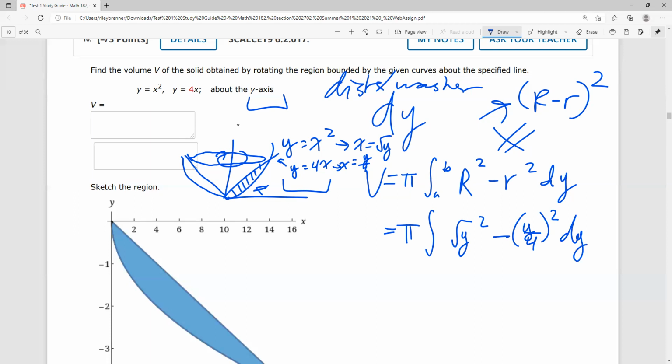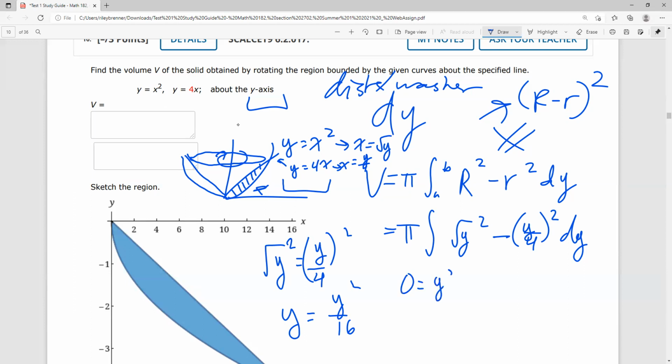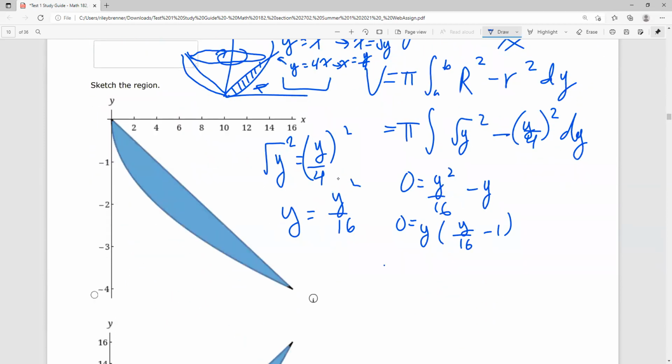Now before we move on, we need to find our bounds. And like we said before, in order to find the bounds, just set the equations equal to each other. You could do that in either variable form, but since we want the y variable, let's do it like this. Square root y is equal to y over 4. Well, we can square both sides, right? If we square both sides, this will give us y squared over 16. Now we get 0 is equal to y squared over 16 minus y. Pull out a y: y times (y over 16 minus 1). And then if we simplify this, correct me if I'm wrong, your y bound should be from 0 to 16, right?